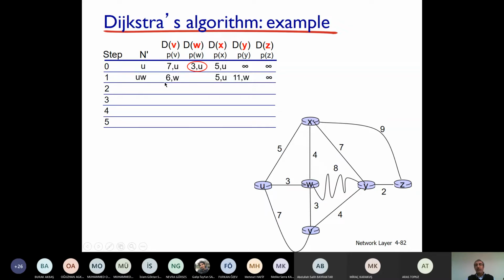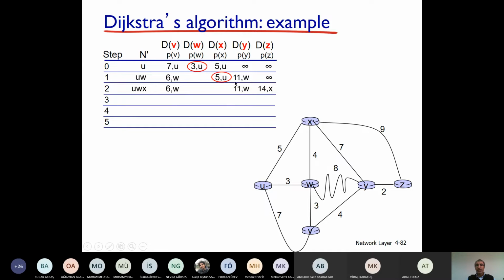So in this step, what is the minimum cost path? In this case, we have 6, 5, 11. Of course, it is 5. That's why we add node X to the N prime set. Okay, we recalculate: D of V is still the minimum path to V, 3 plus 3 is 6, and the P of V is W.